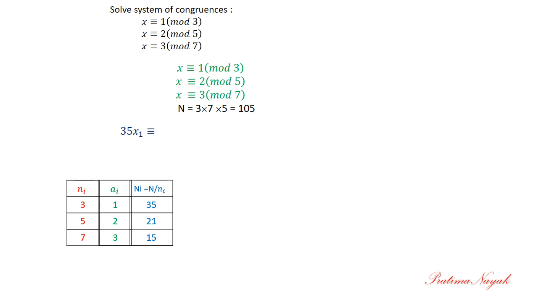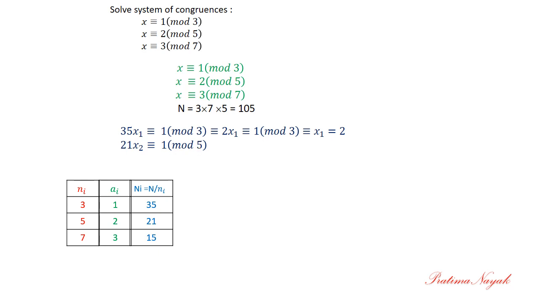Now 35x1 is congruent to 1 modulo 3. If we divide 35 by 3, then 2 is remainder. So 2x1 is congruent to 1 modulo 3. Now x1 will be 2 because 2 2s are 4, which is congruent to 1 modulo 3.